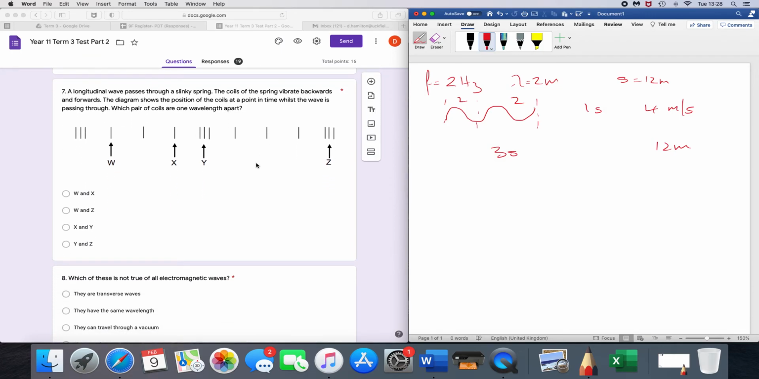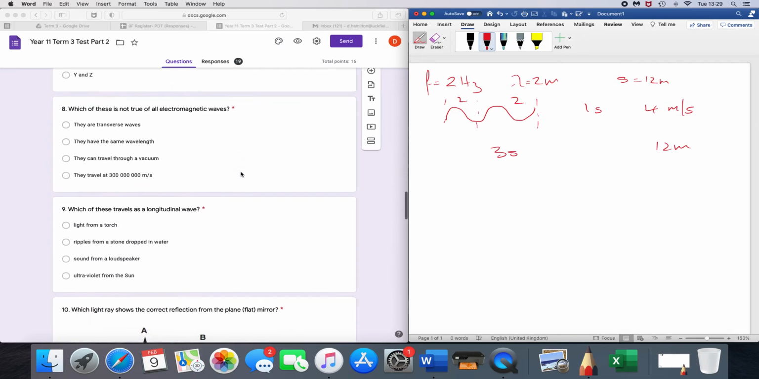Question 7, a longitudinal wave passes through a slinky. Which pairs of coils are one wavelength apart? So we have W and X are both in the rarefaction, low pressure area, so that's no good. Y is the middle of a compression. Z is the middle of the previous compression, perhaps, maybe the next compression, depending on which way the wave's going. So 2 successive compressions, Y and Z. So the answer to 7 is D.